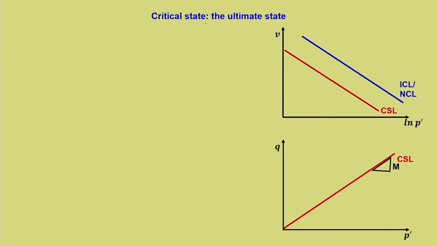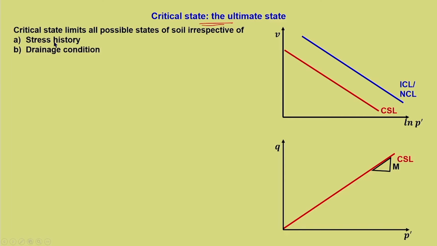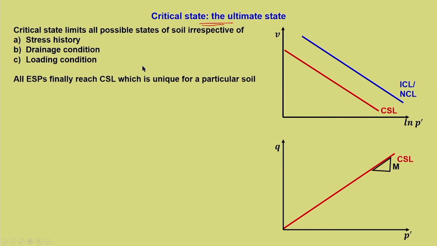Now, let us summarize this by saying critical state, the ultimate state. Critical state limits all possible states of soil irrespective of stress history, drainage condition and loading condition. This is what we have seen. Let us put it all together in this slide. All ESPs finally reach the critical state line, which is unique for a particular soil.